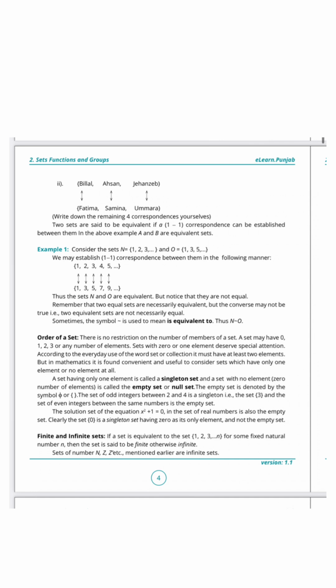Okay, so sometimes this symbol is used to mean equivalent. It is a slight symbol of, like, you may say, a cloud. It is used to write that something is equivalent. Thus N is equivalent to O. That is, natural numbers are equivalent to this set of odd numbers. All odd numbers, not whole numbers, odd numbers.